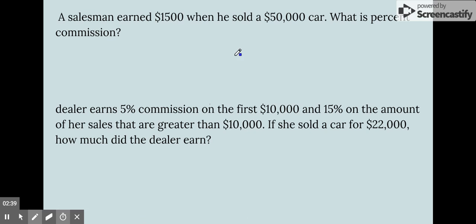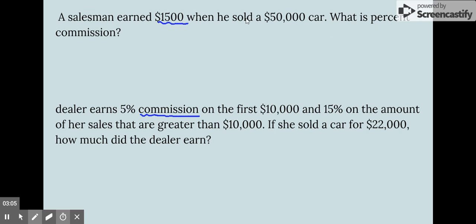Now, commission: you are going to earn extra money every time you sell a car or sell a house. So you're going to earn commission. That's going to be your profit. So a salesman earned $1,500 when he sold a $50,000 car. So what's the percent commission?